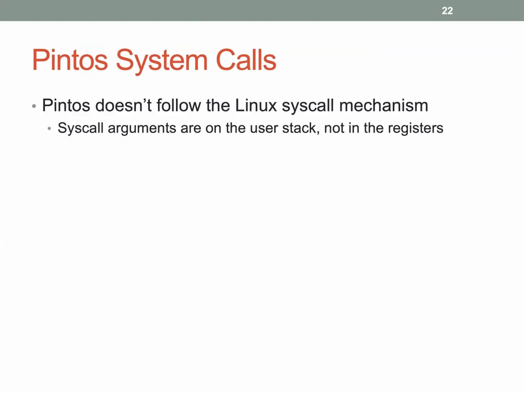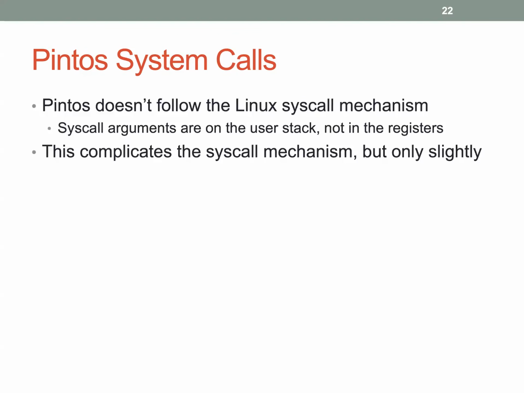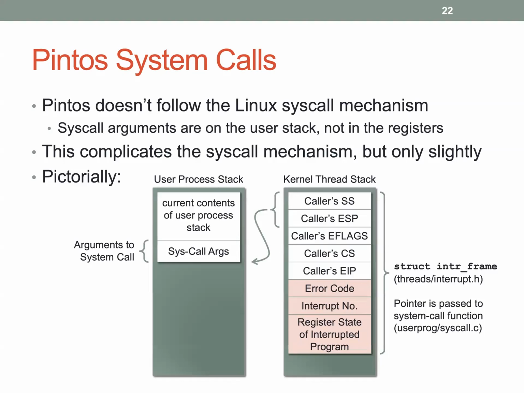So system call arguments are on the user stack, not in registers. It does complicate the system call mechanism. But once you understand where all the information is that you need to access this stuff, you realize that it doesn't actually complicate it that much. So you have to understand your x86, let me be more specific, your IA32 interrupt dispatch mechanism and how that information is exposed into Pintos.